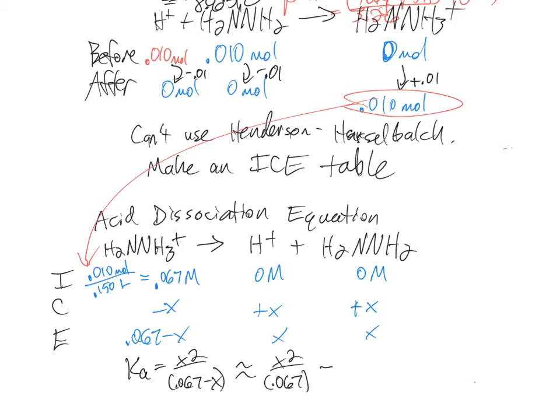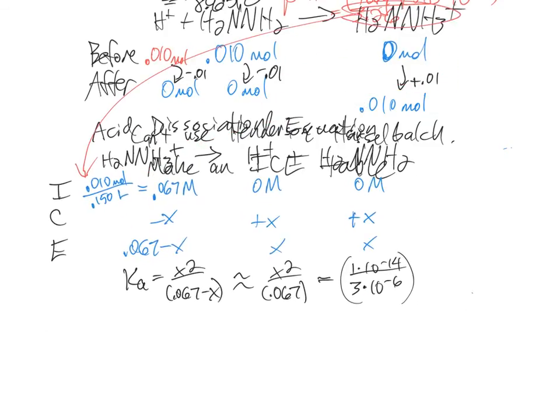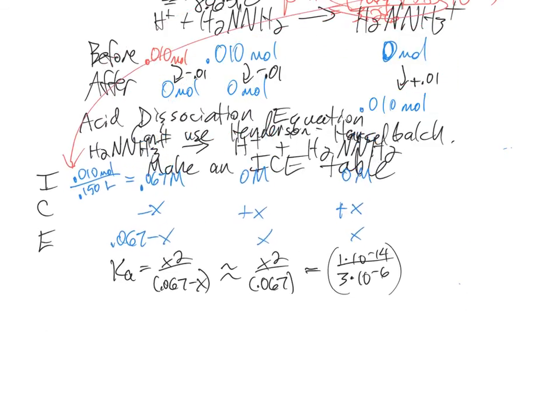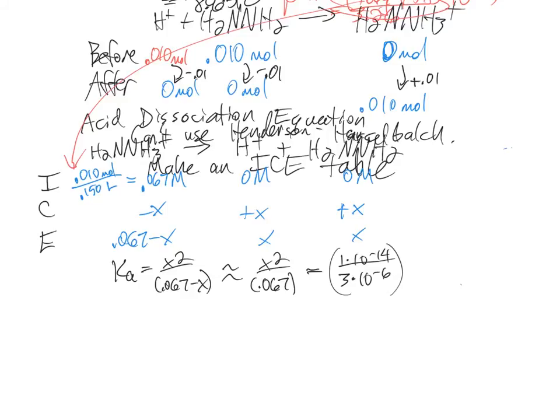They didn't give us a Ka value. They gave us the Kb of its conjugate, so we'll just find that Ka value from Kw by taking Kw over Kb. In this case, x works out to be 1.5 times 10 to the negative fifth.